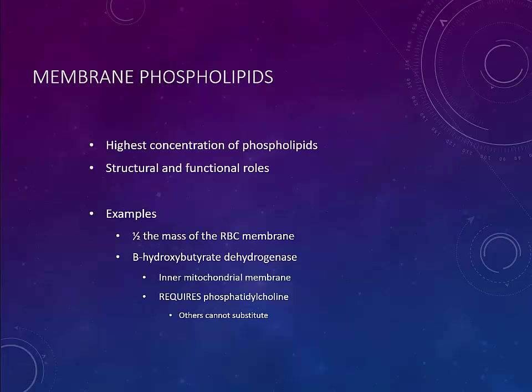So membrane phospholipids, this is by far the highest concentration of phospholipids. They play structural and functional roles. A couple of examples: about half the mass of a red blood cell is membrane. And then there's an enzyme, beta-hydroxybutyrate dehydrogenase, on the inner mitochondrial membrane, that requires the cofactor phosphatidylcholine.